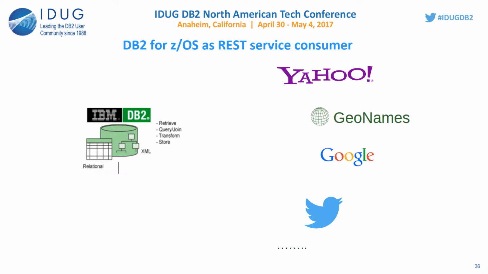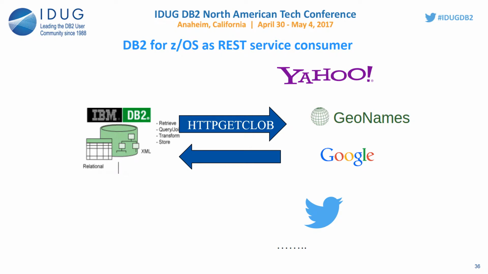So we have Db2 here, and a bunch of other remote servers that can provide services for us. You can call a UDF, HTTP GET CLOB. This is not new for Db2, it's been there since version 10. The results will come back in JSON. With the results in JSON and the Db2 JSON functions, now you can use this data. So how do you use it? Let's look at one example here.